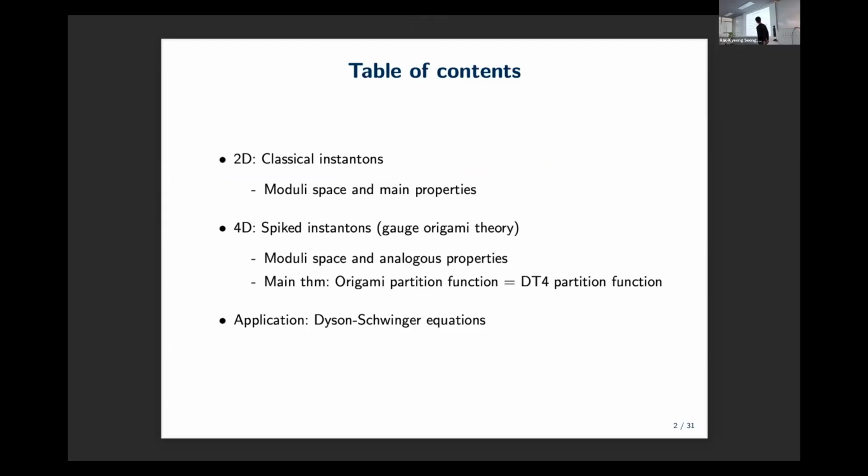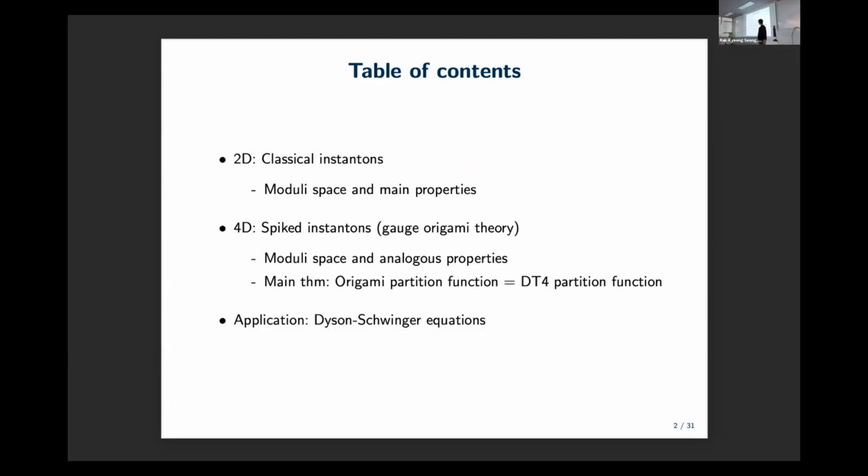This is a rough plan. I will start with the very old story, the classical instantons on two-dimensional theory. And I will review what the relevant moduli space is and some of the main properties of these moduli spaces. And of course, in between 2D and 4D, there is a 3D theory, but I will directly go into 4D theory and only comment on 3D theory very briefly.